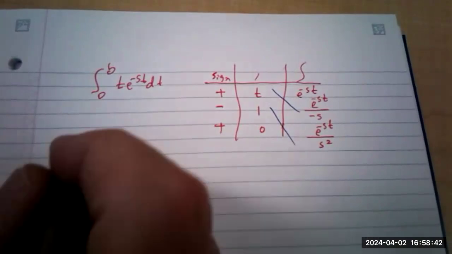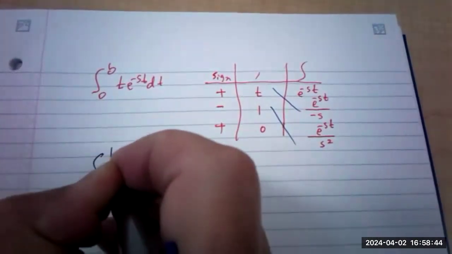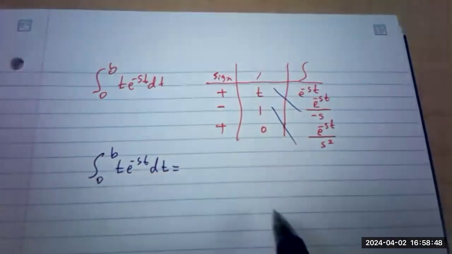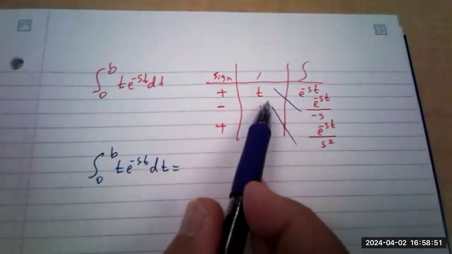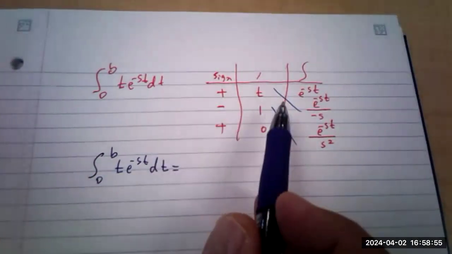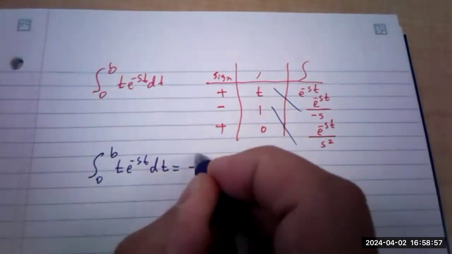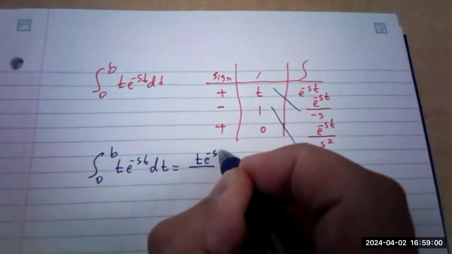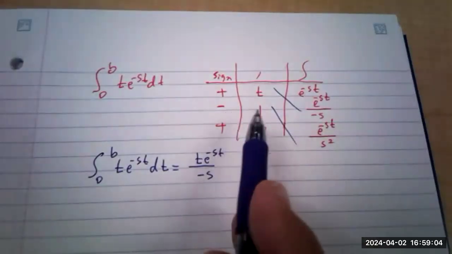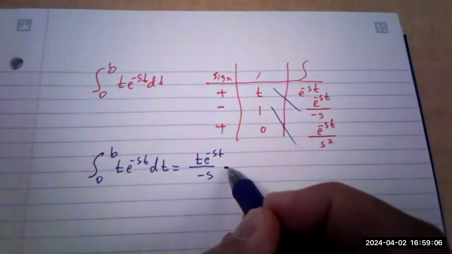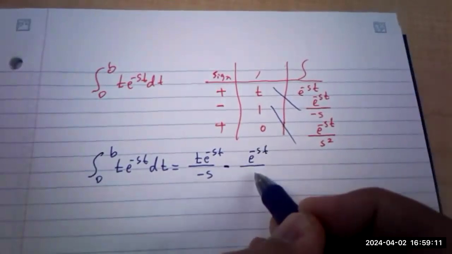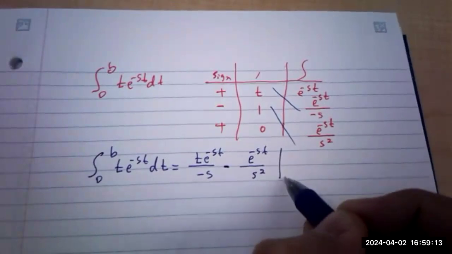So what's going to be the result? The integral from 0 to b of t e to the negative st dt is going to be equal to, in this case, t e to the negative st divided by negative s. This is the first one, minus, okay, minus what? Minus e to the negative st over s squared. You have to evaluate it from 0 to b.